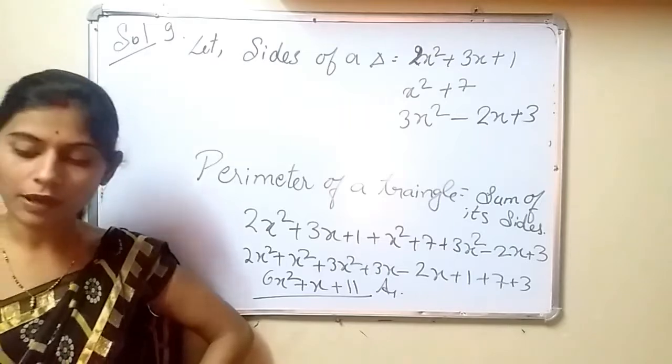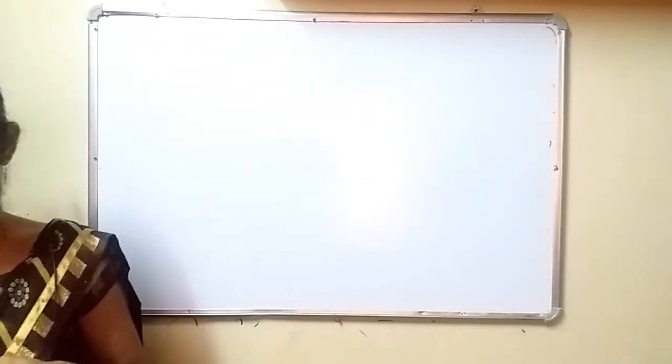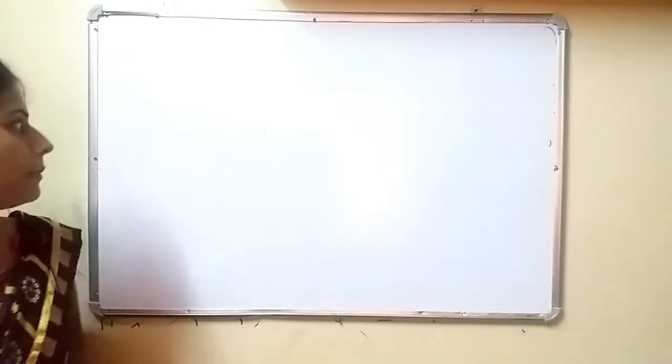See, question number 12 we will solve. Question number 12 is: the sides of a rectangle are 3x plus y and 7x plus 2y. Find its perimeter.